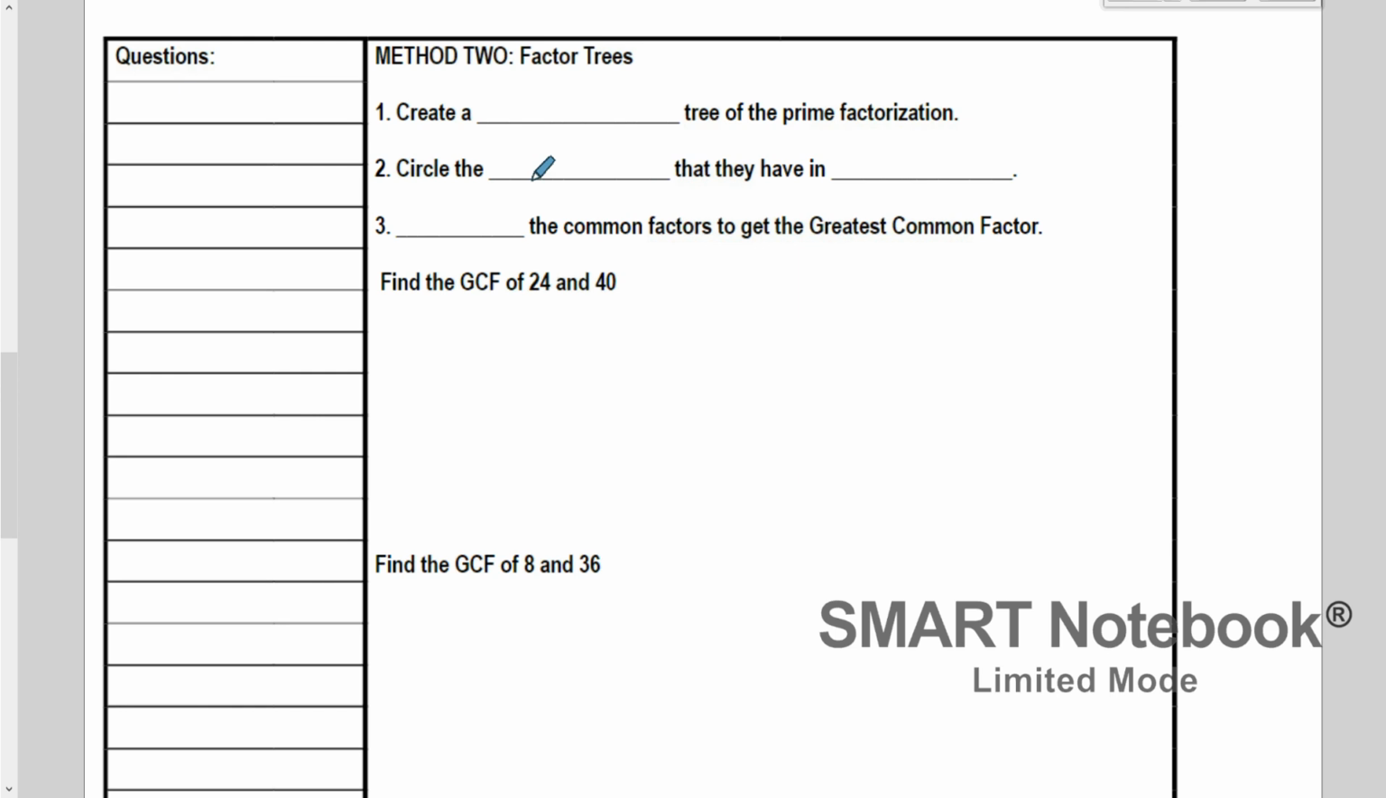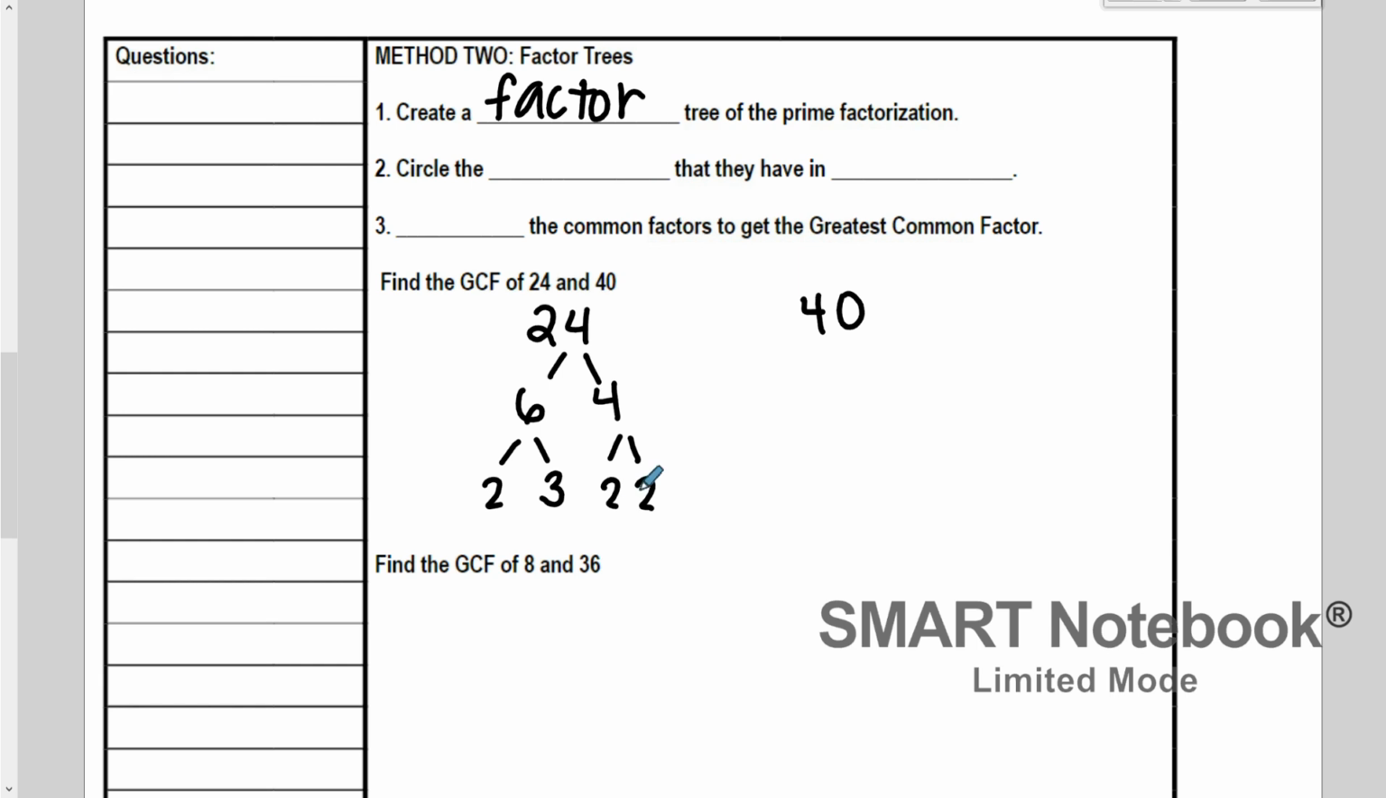So in order to find the GCF this way, we create a factor tree of the prime factorization of each number. Okay, so if we'd have 24 and 40. Now remember, you can choose any two factors to start those off. So I'm going to choose, let's say, 6 and 4. I can break my 6 down into 2 and 3. My 4 can get broken down into 2 and 2.